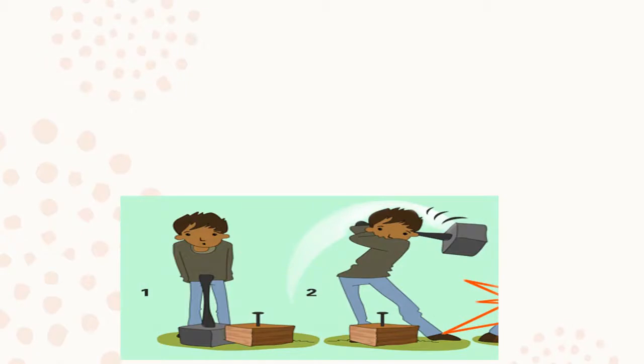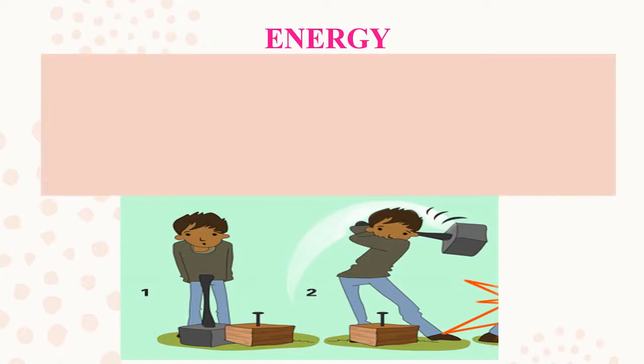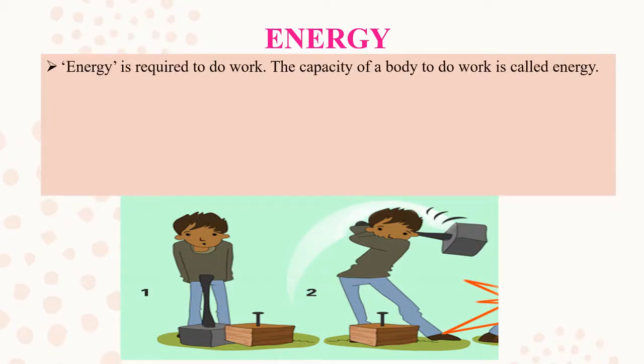Now here in this picture, this boy wants to hammer the nail into the wood. So first case, what are we doing? We will have to lift the hammer and then hammer it onto the nail. ठीक है, तो हम लोग जब nail को मारते हैं hammer से, तो उसके लिए हम लोगों को energy की जरूरत होती है कि नहीं? You require energy. So energy is required to do work. The capacity of a body to do work is called energy.